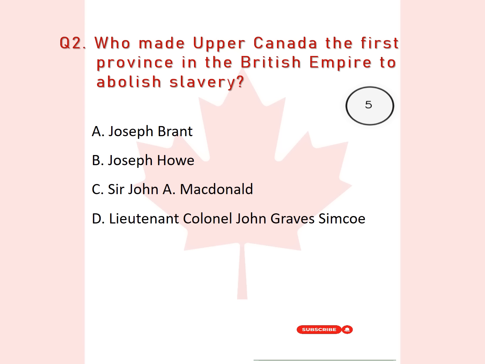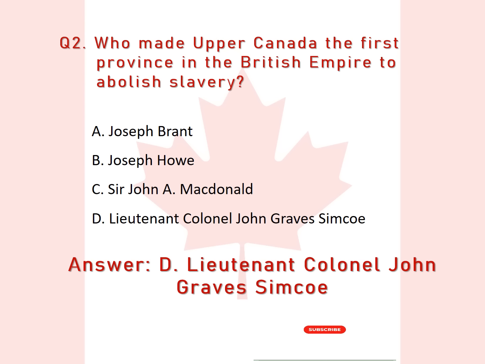Who made Upper Canada the first province in the British Empire to abolish slavery? Option A. Joseph Brant. Option B. Joseph Howe. Option C. Sir John A. Macdonald. Option D. Lieutenant Colonel John Graves Simcoe. Answer is option D. Lieutenant Colonel John Graves Simcoe.